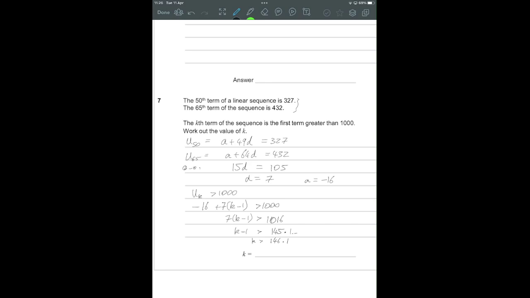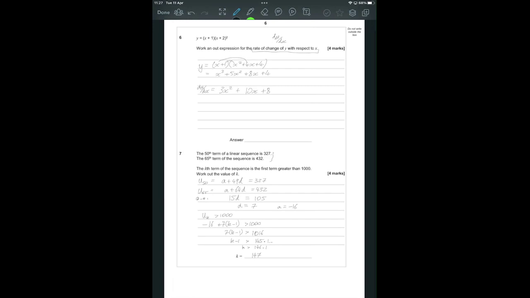So the kth term is the first term greater than 1,000. k has to be bigger than 146. So the first time k is bigger than 146.1 is at 147. A nice way to check for this question is if I type in to find the kth term, so that's negative 16 plus 7 lots of 147 minus 1, I get 1,006. And if I take one step backwards, so using n to be 146, I get 999. So indeed, we have confirmed that the 147th term is the first one bigger than 1,000.